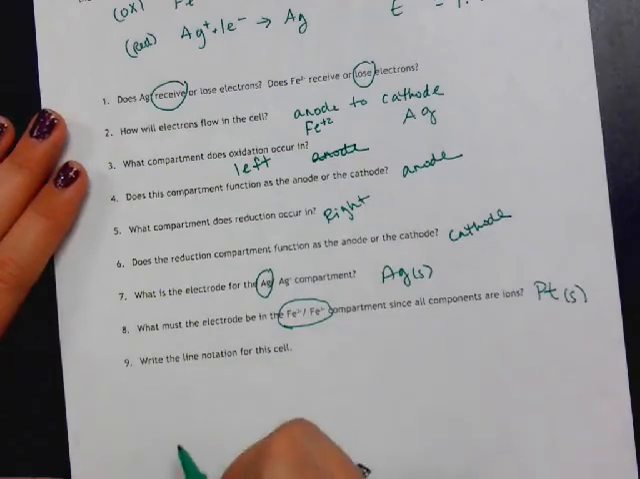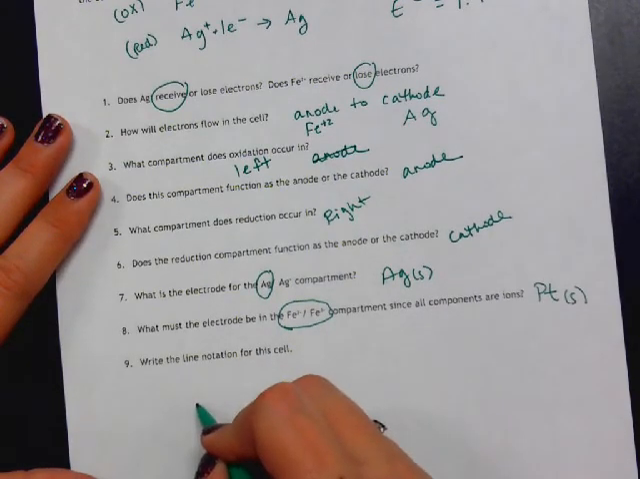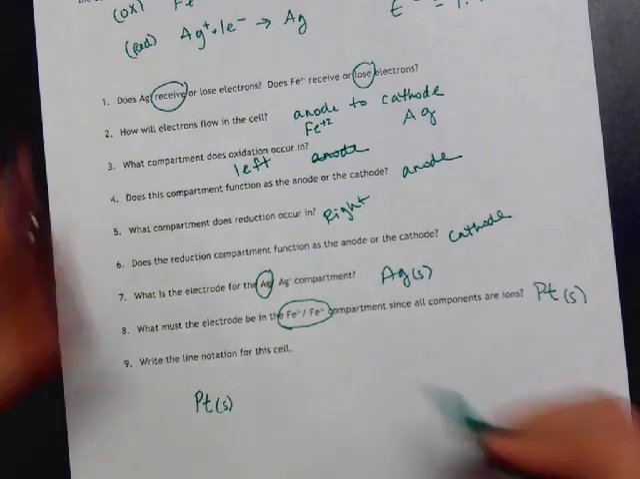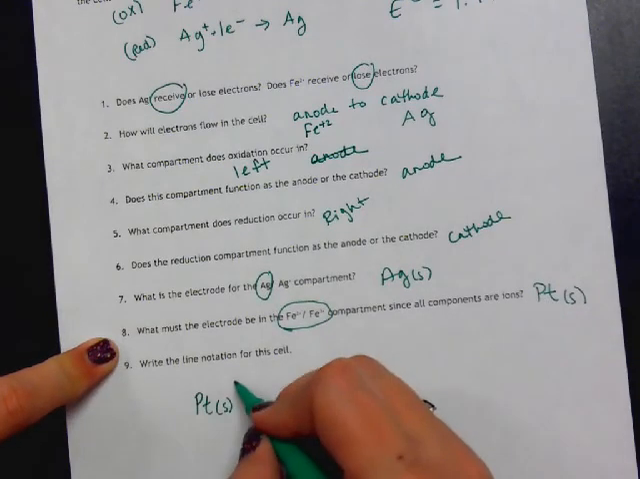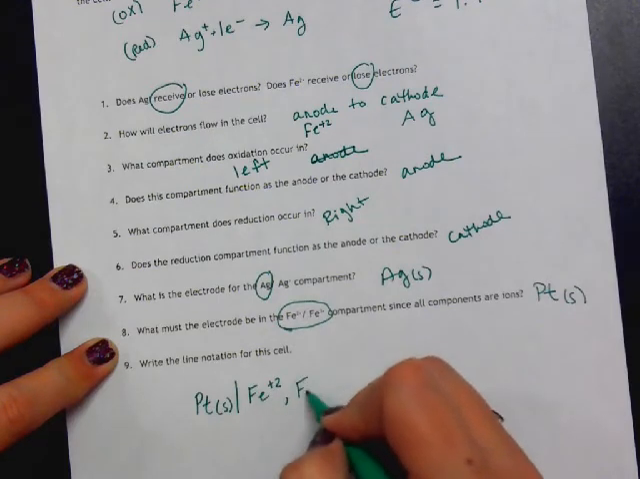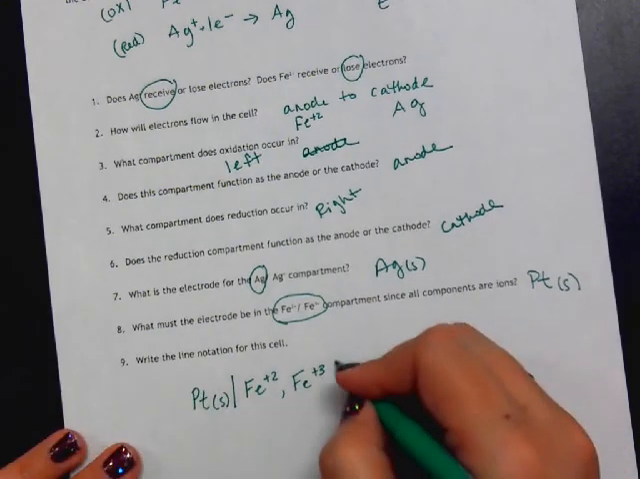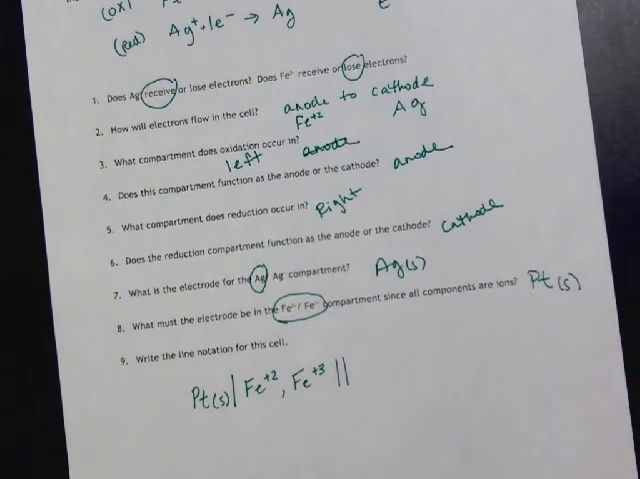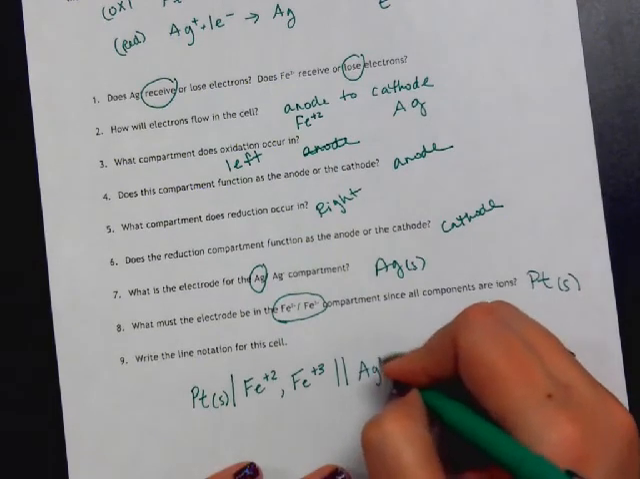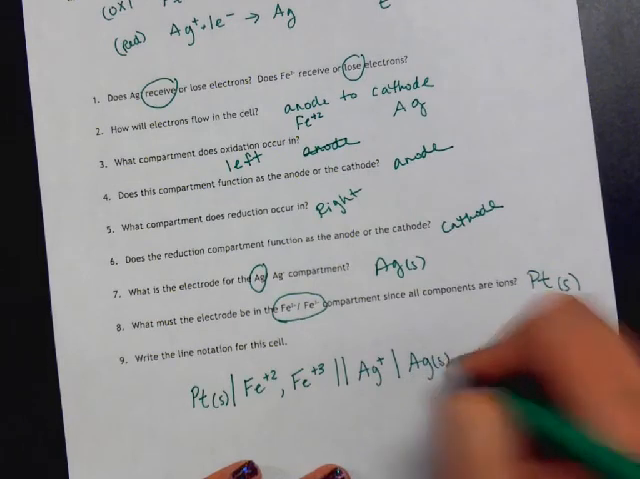So the left-hand side is our oxidation, or anode, so we're going to start with our anode. Our solid for that is going to be platinum, we just said. Then we have a single line. And then we would have our iron ions, which we would list together, since they are both aqueous and they get separated by a comma. And then we have our salt bridge. And then we would have our silver ions. And then we'd have a single line. And then we'd have our silver solid.